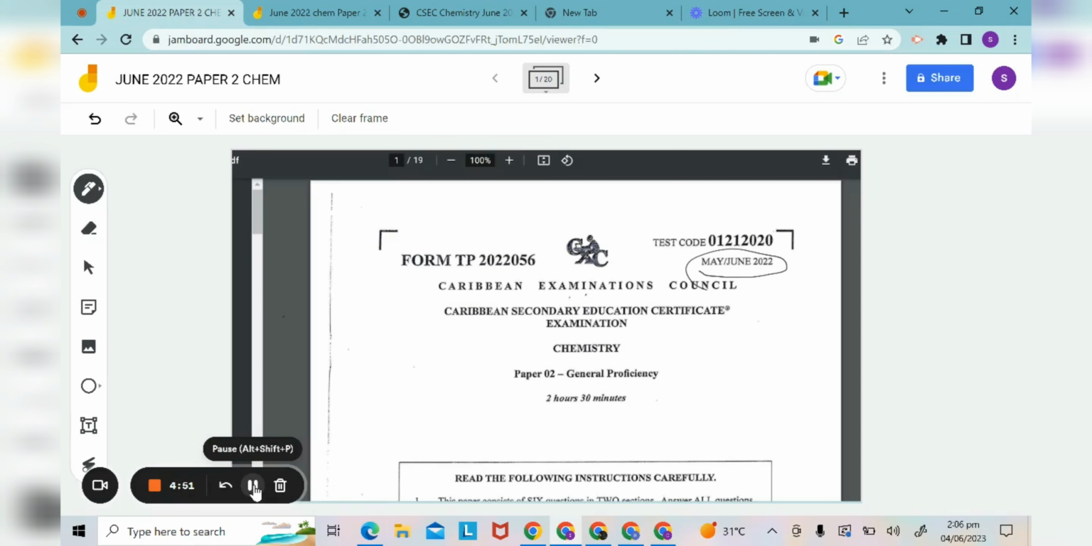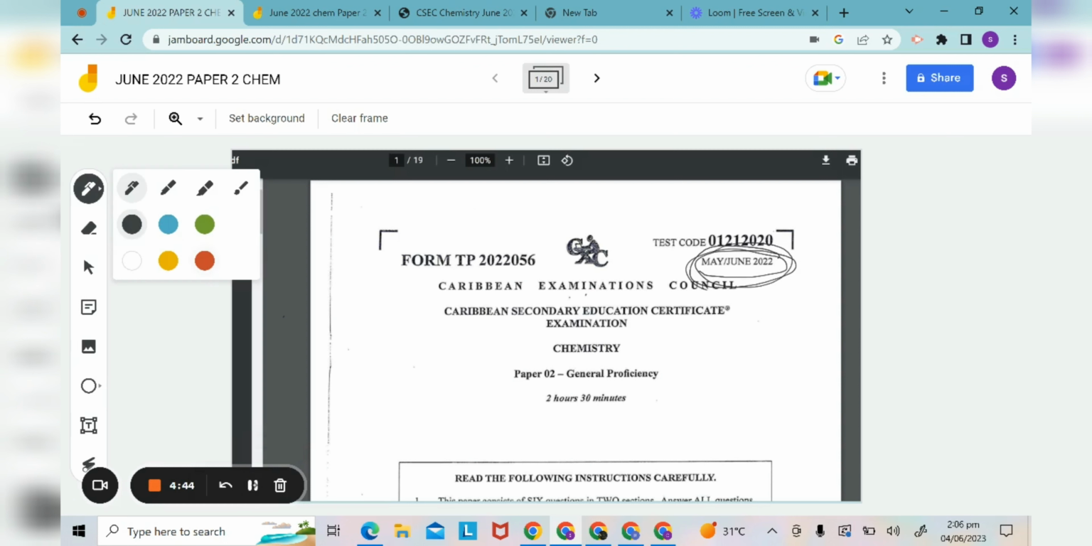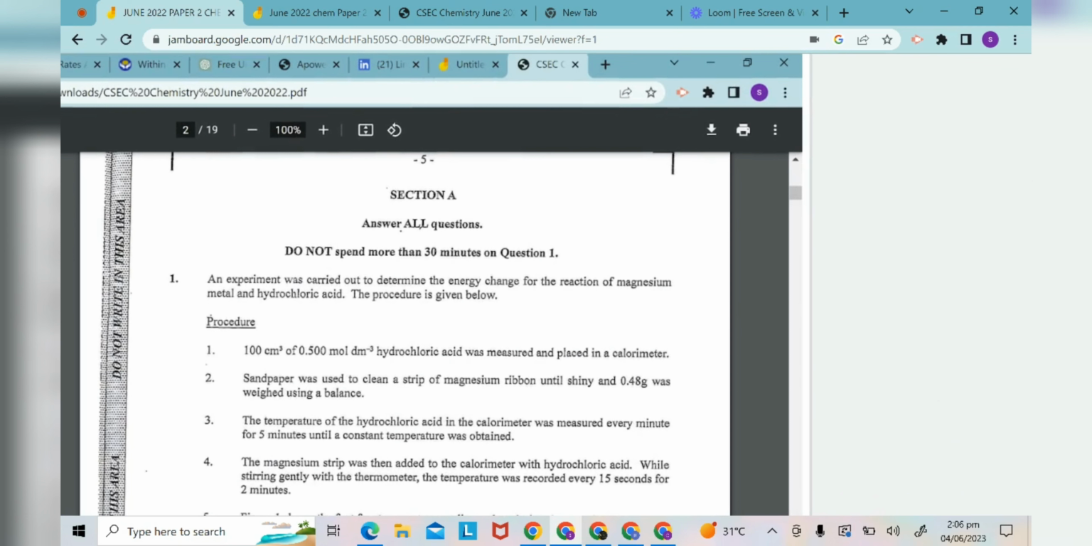In today's video, what we're going to be looking at is the June 2022 paper. You can see me circling that right there, right? And this is Paper 2, CSEC Chemistry. So let's get right to it because we have a lot to get through. All right, let me just zoom this in so you guys can see what's happening here.